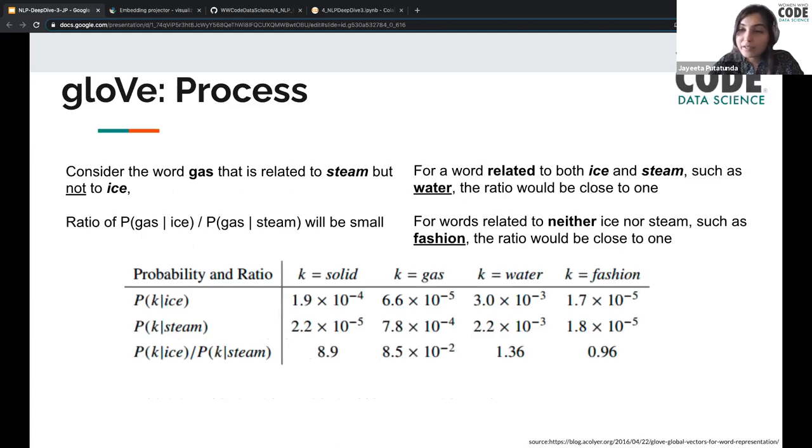Now consider another example, like the word gas, which is related to steam, right? But not very strongly related to ice. So the ratio of the probability of the word gas given the word ice, divided by the probability of gas given the word steam, will be small, and then we can assume that they are not related.